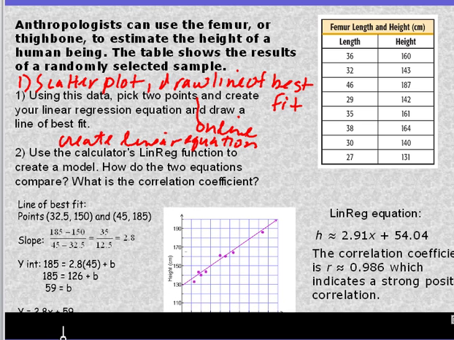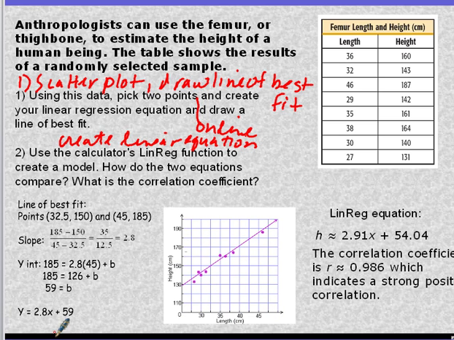So when I did it manually, I got this. The linear regression gave me this, and this gave me a correlation coefficient of 0.986, which indicates very strong correlation. So this was not too far off. The difference between the manual and the linear regression is going to be different most of the time, and sometimes, depending on which points you pick, it may be very far off.